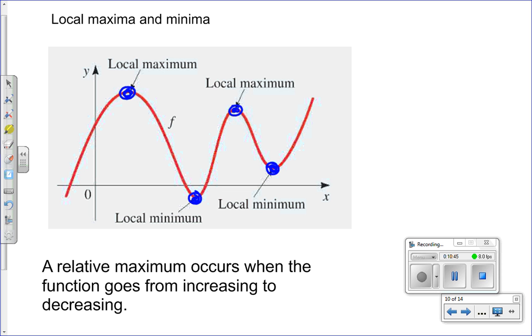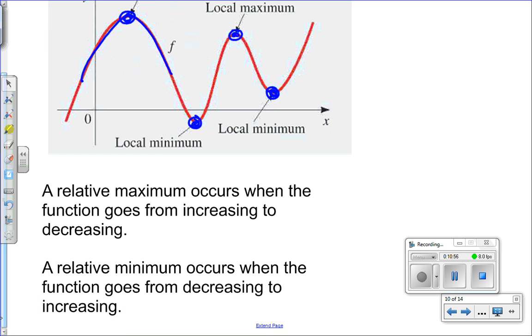A relative maximum occurs when the function goes from increasing to decreasing. So we can see this graph is increasing up until the max and then starts decreasing. A relative minimum occurs when the function goes from decreasing to increasing. As I continue along this curve, it's decreasing, then starts to increase, giving me a minimum value.